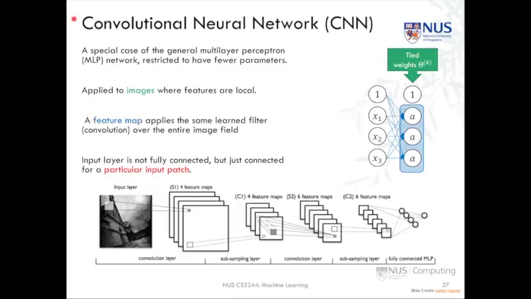So this is what the convolutional neural network is doing. It's basically a specialized case of a neural network, but done in a way so we restrict it to have fewer parameters. The primary idea we can apply it to is, again, to images where features are local. We use a feature map and apply it to the same learned filter or convolution over the entire image field. We can see how that works over here.